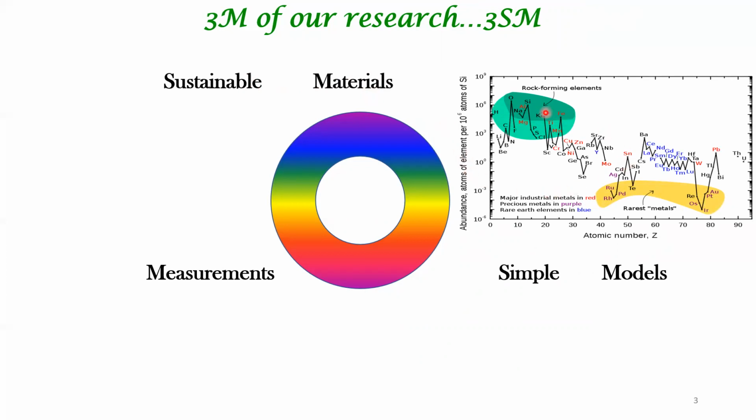This is a graph which is very useful for the design of sustainable materials. On the y-axis is the abundance of materials, on the x-axis the atomic number. Typically, large area devices are going to be assembled using materials in this regime. These are precious materials. If there's a large area device involving these materials, these are going to be replaced by materials from this regime.